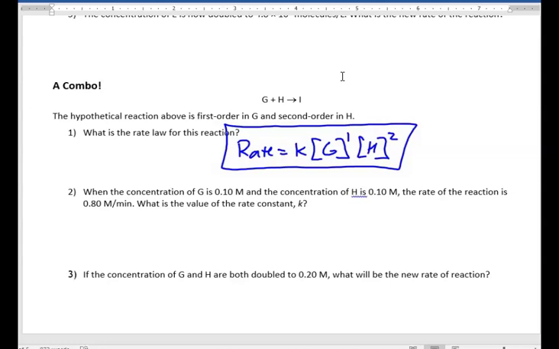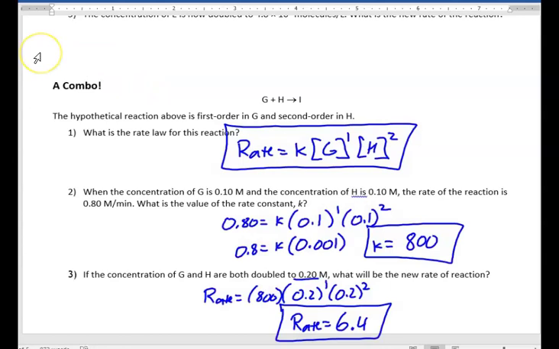For 2, we're given the concentration, so we can go ahead and figure out what our rate constant is. We can plug and chug. And then number 3, we're going to change those concentrations. And so again, you can pause your video, work those out, and we'll meet in just a second. Okay, here's my answers. I got a K value of 800. You can work out the units. I'll skip those for now, though. And then we can use that value of K in number 3, where we're doubling both concentrations, and I got an answer of 6.4 moles per minute.